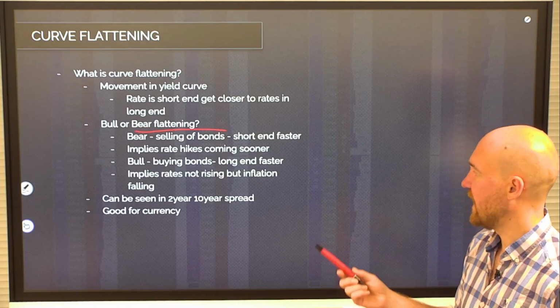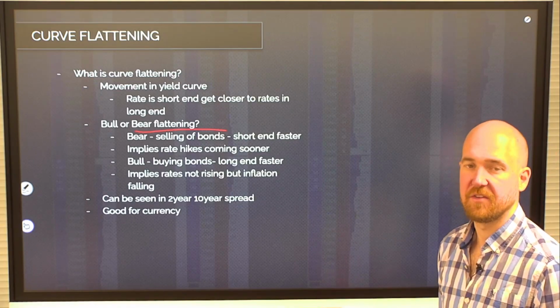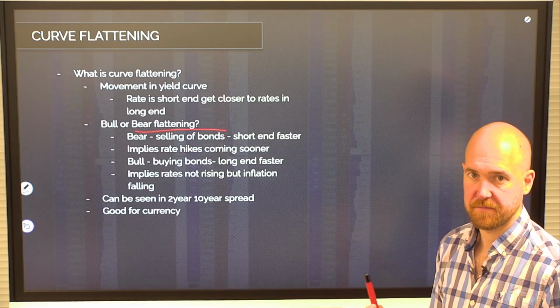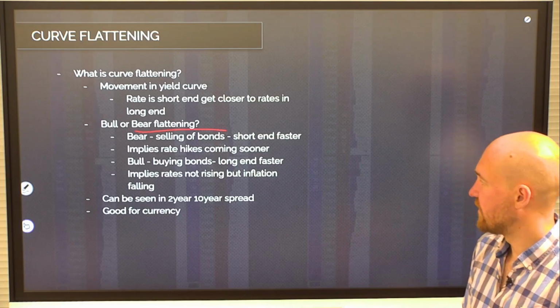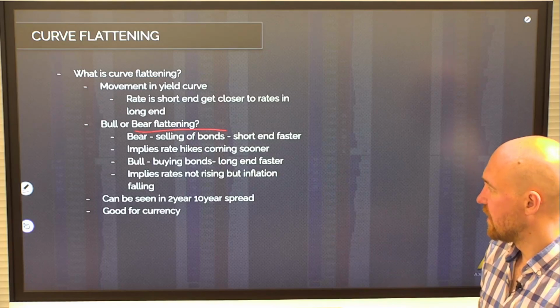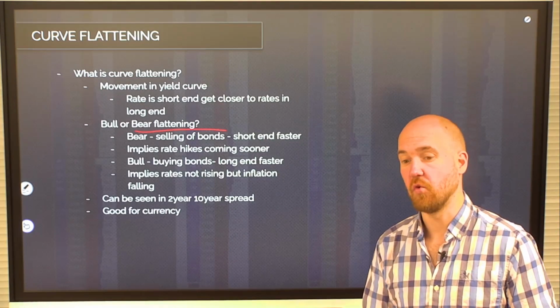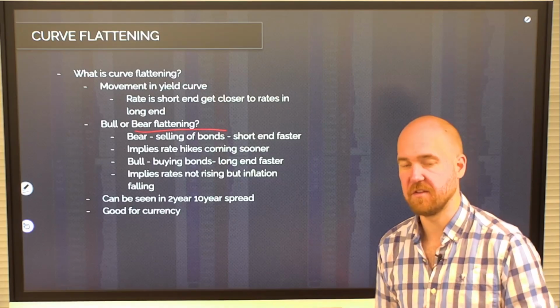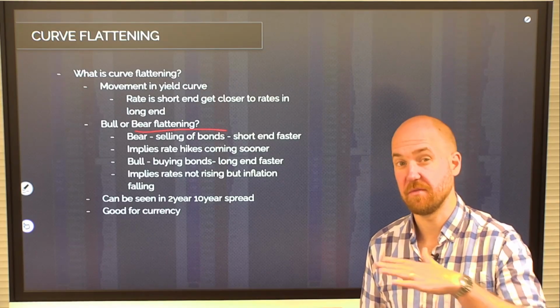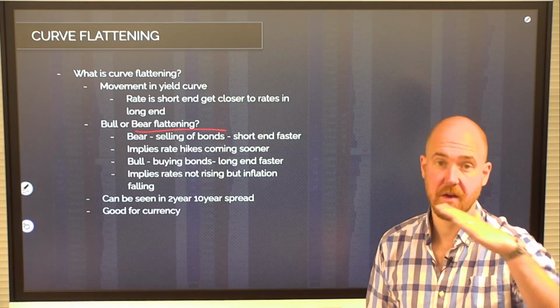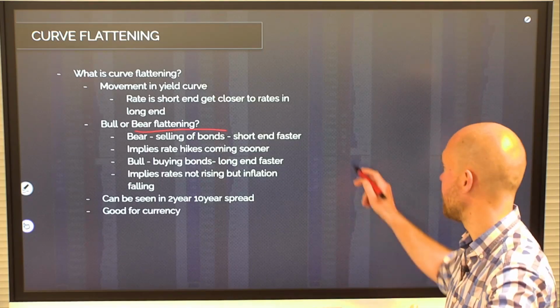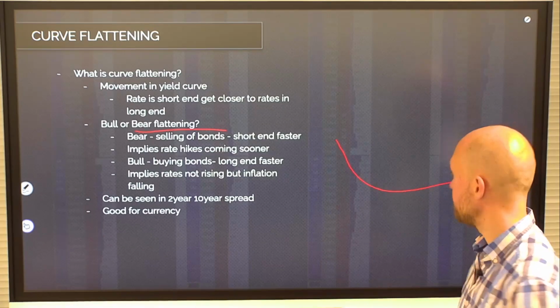So what's happening here is the long end is going up faster, which suggests that rates aren't rising, but inflation's actually falling. This is how you can end up leading or rolling into an inverted yield curve, as the perception of inflation and the growth in the economy falls over time, and you can end up with a curve that looks more like that.